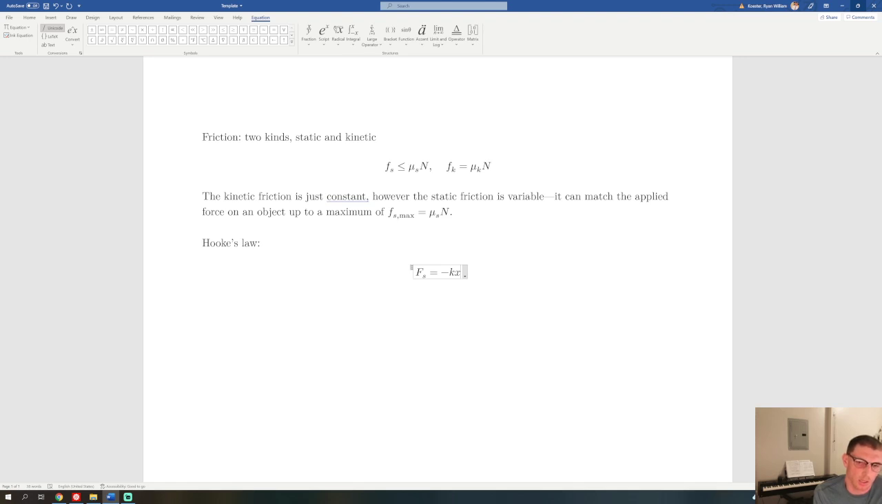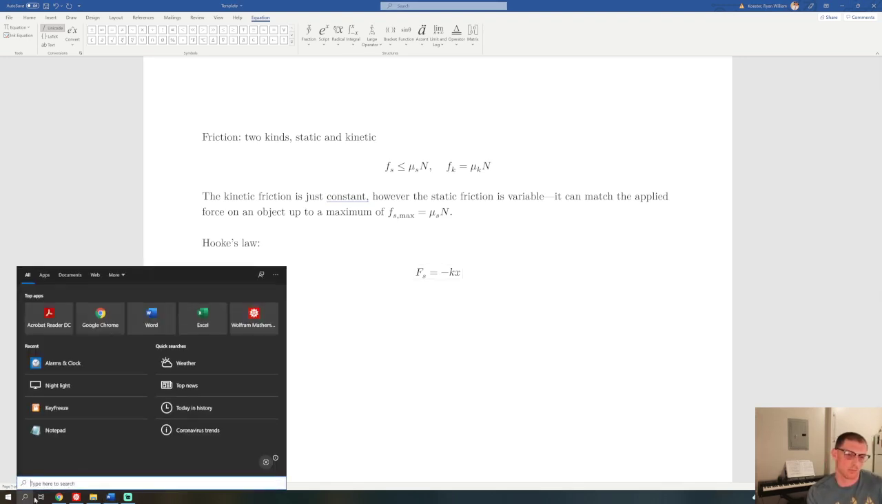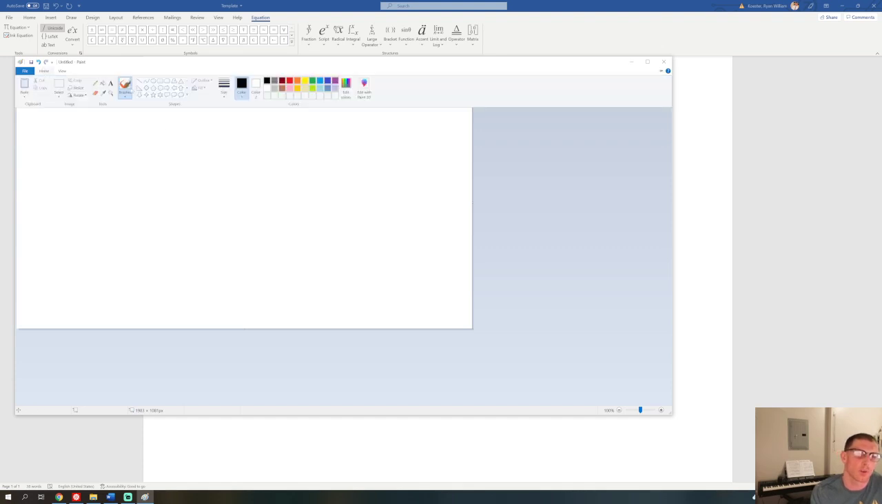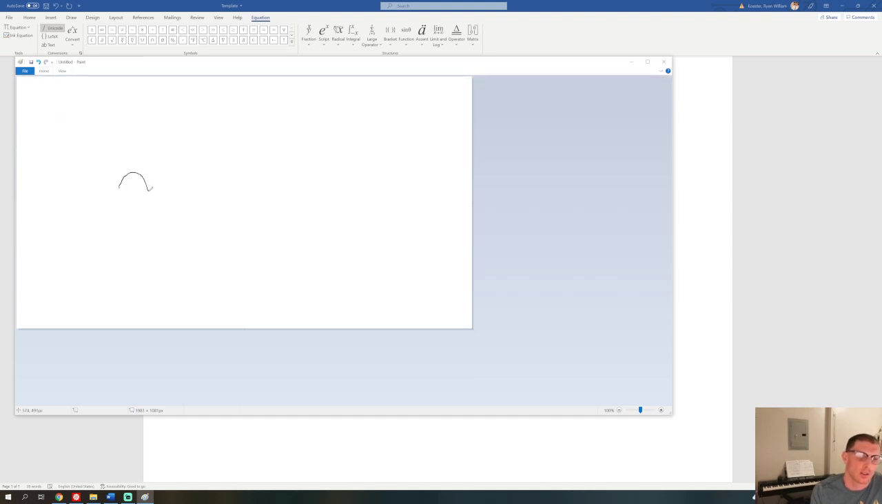This can be tricky, especially the negative sign. Somebody's asking about that. All the negative sign means in Hooke's law is that the spring wants to get back to its equilibrium position. Let me just make a crappy sketch here if I can. So let's say we have a spring that looks like this, at its equilibrium length. Maybe it's attached to the wall. So this is the wall here.